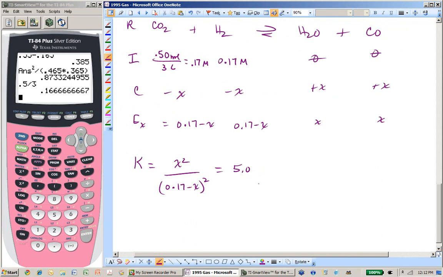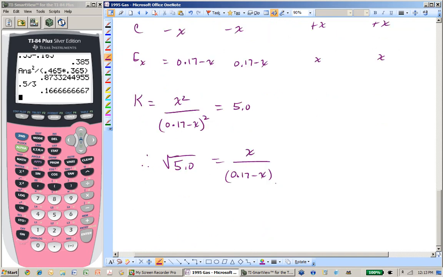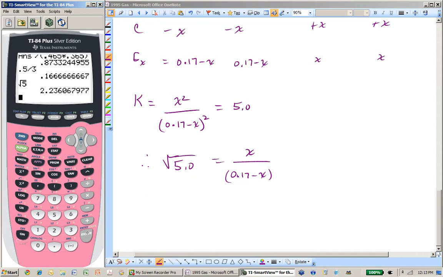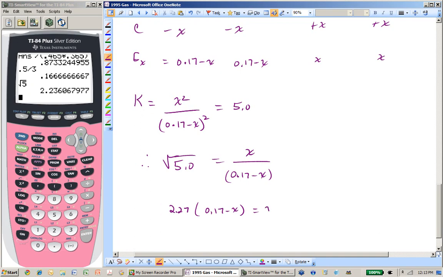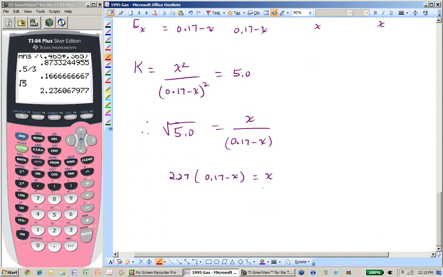So if I take the square root of both sides, square root of 5 is equal to x over 0.17 minus x. Cross multiply that square root of 5 across that parentheses term on the denominator, collect like terms, and solve for x. So, square root of 5, 2.27, times 0.17 minus x. I'm going to do that all in one step. I hope that didn't lose you. Just cross multiplying as well.